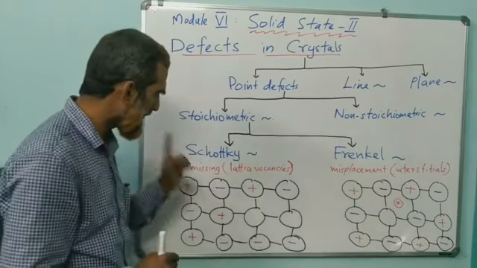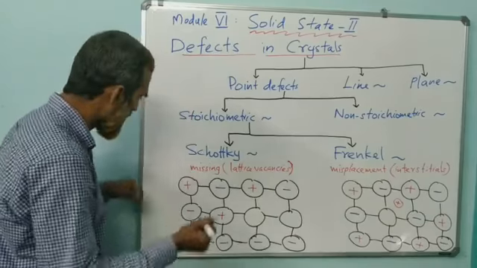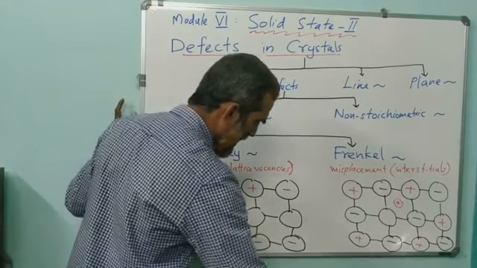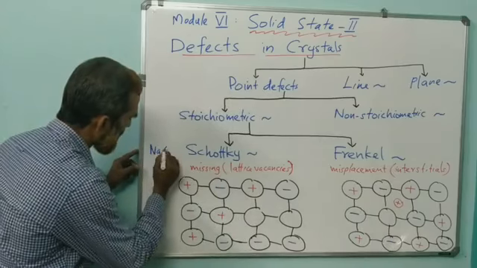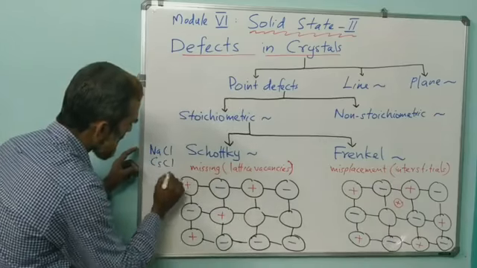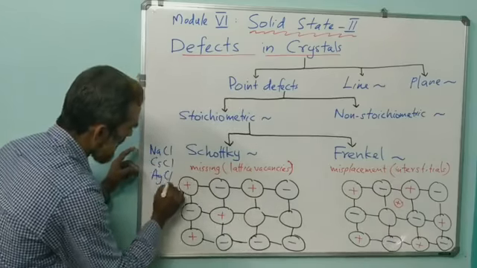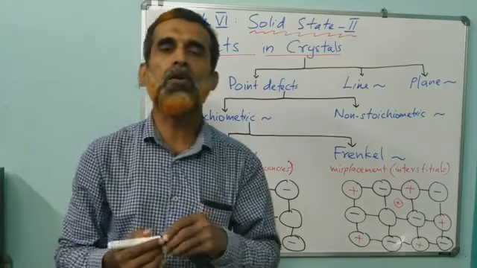So the first point is here, it is missing of ion. We can put examples for Schottky defect. Compounds which show Schottky defect are sodium chloride, cesium chloride, silver chloride. These are examples for crystals showing Schottky defect.